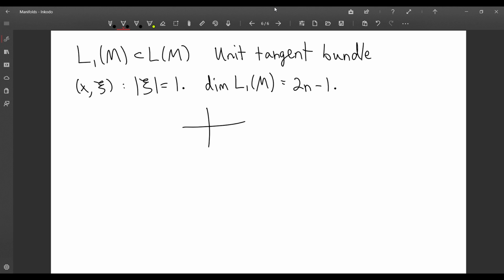Essentially imagine, if you had a whole plane worth of stuff and then you restricted to just the unit circle, you're going from 2 dimensions to 1 dimension. You're restricting a dimension because of this norm condition. So that should be pretty clear.